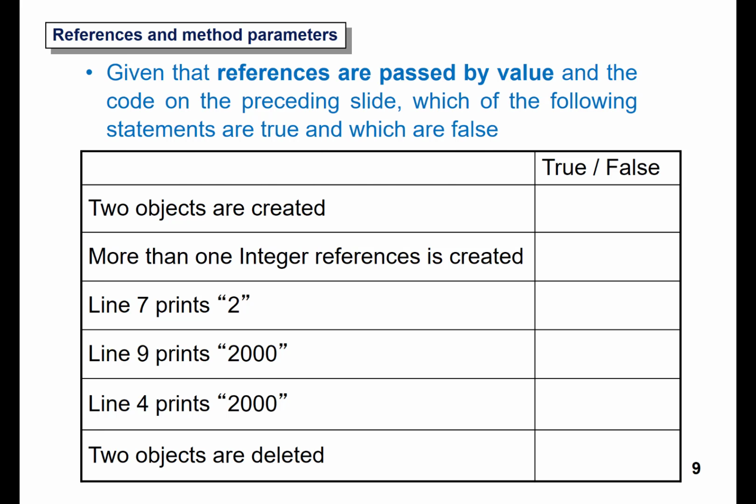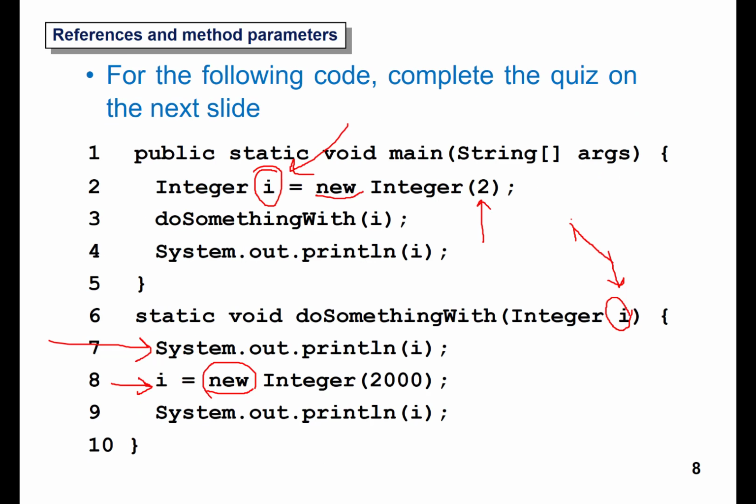Fourth question, does line 9 print 2000? So what we're doing in line 8 is we're creating a new object of type integer, and we've initialized it to the value 2000. So when we print out this parameter, yes, it should print out the number 2000.